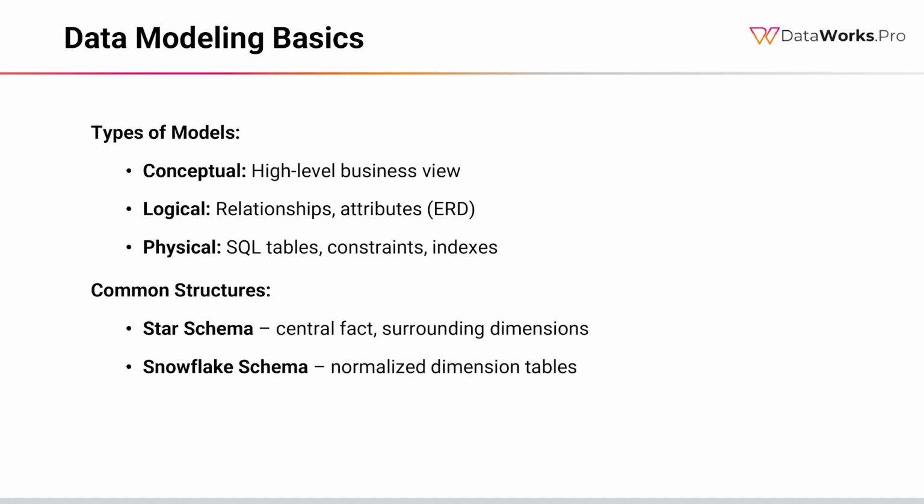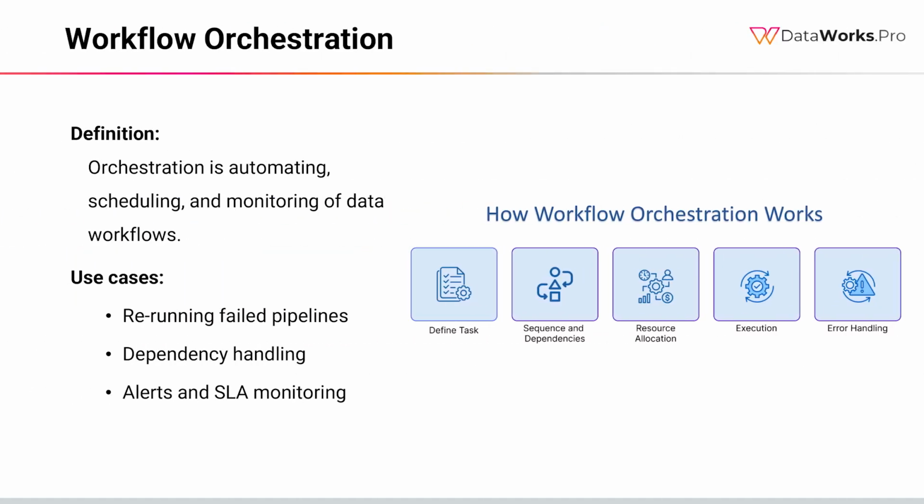When it comes to the snowflake schema, this is like a star schema itself, but the dimension tables will be broken down further, where we will use this snowflake schema when you need normalization and want to save some storage. So you will see this kind of thing in a lot of analytical projects. Okay, so now let's jump into workflow orchestration.